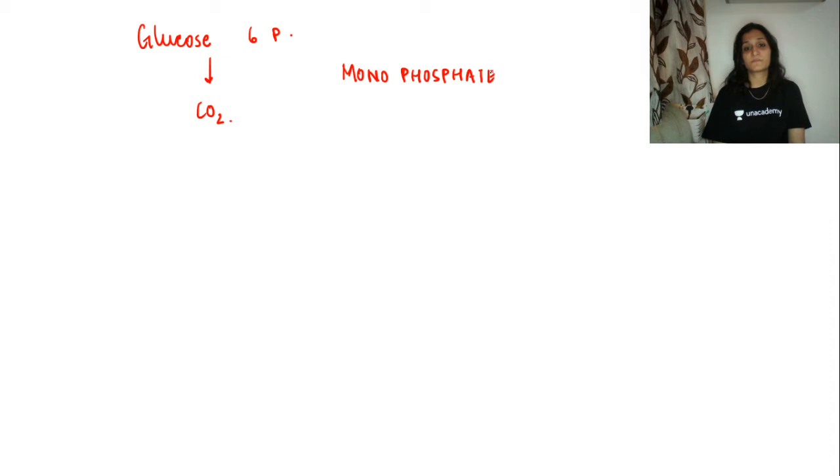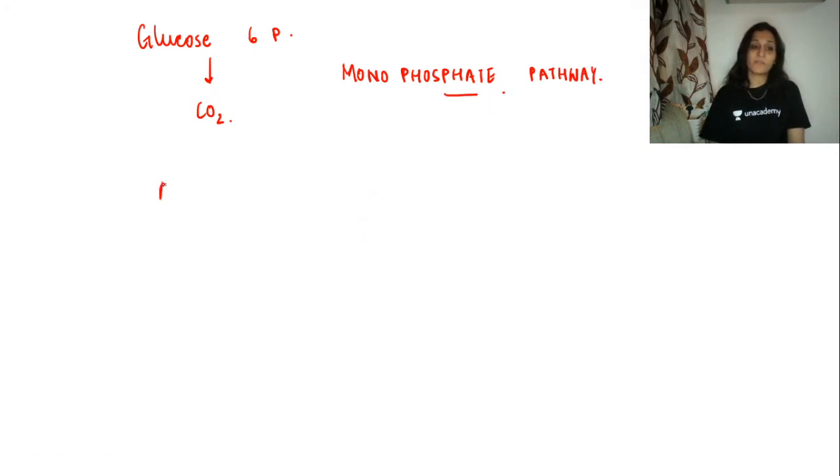Two things. Now, through this pathway, what is going to happen? The starting material for this pathway is always glucose 6 phosphate, and glucose 6 phosphate is going to be converted into carbon dioxide. That's why this pathway is also called the monophosphate pathway, because of the generation of various monophosphates in the pathway.